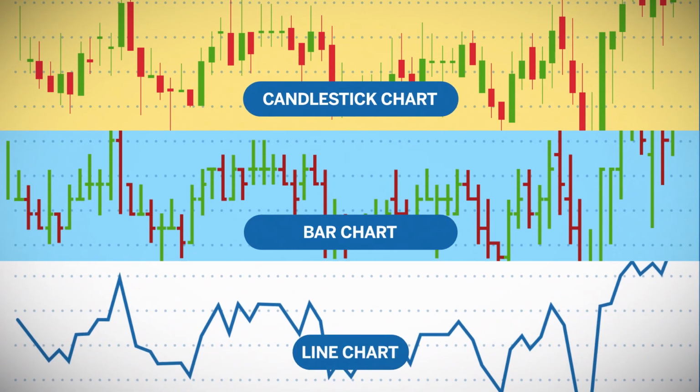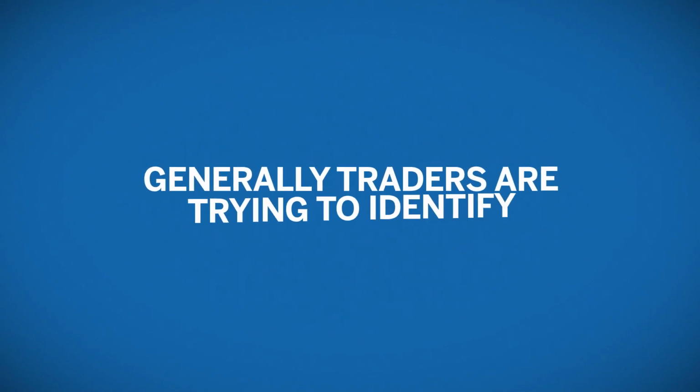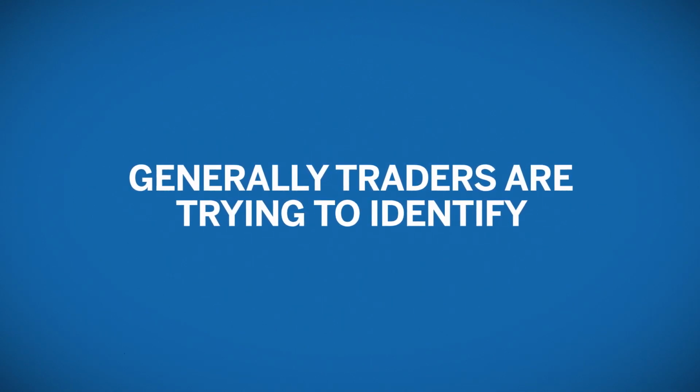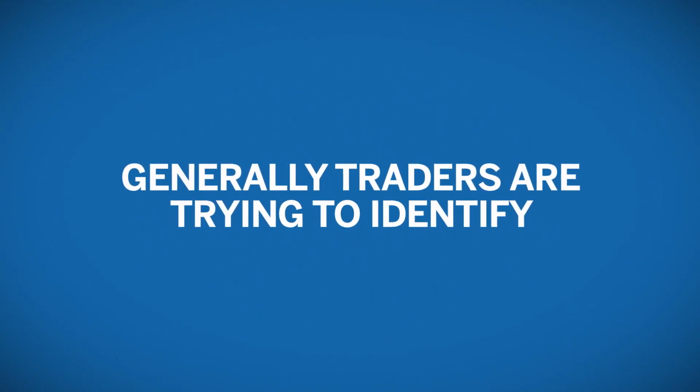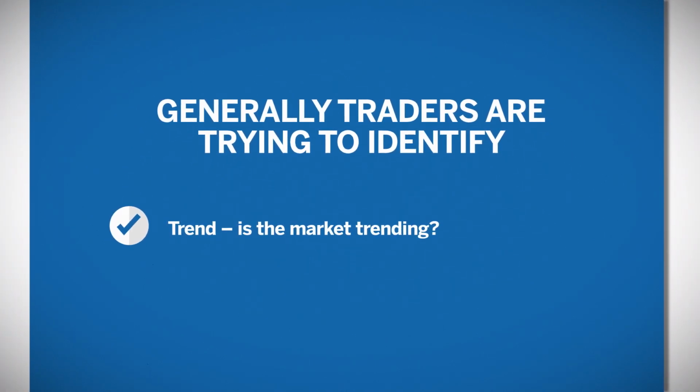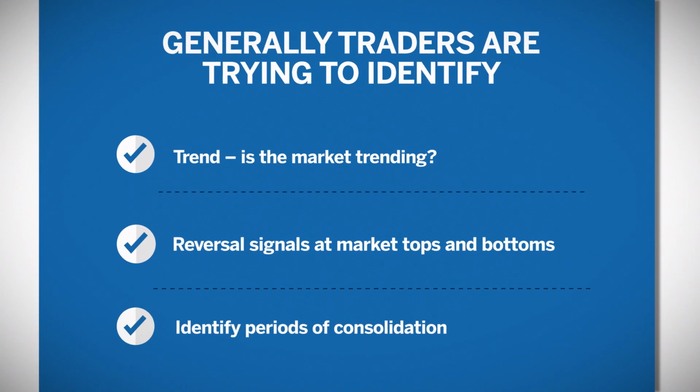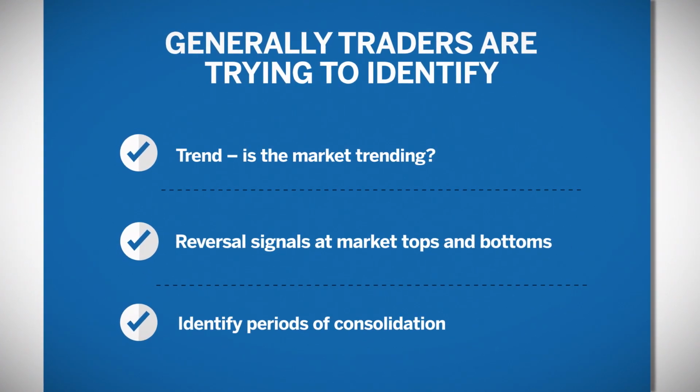There are many ways to organize charts and many ways to organize the visual representation of price on these charts. The most common chart types are candlestick, bar charts, and line charts. Regardless of which type of visual representation of price traders use, candlesticks, bar charts, and line charts help to find clues to identify whether the market is trending, reversal signals at market tops and bottoms, and/or identify periods of consolidation.